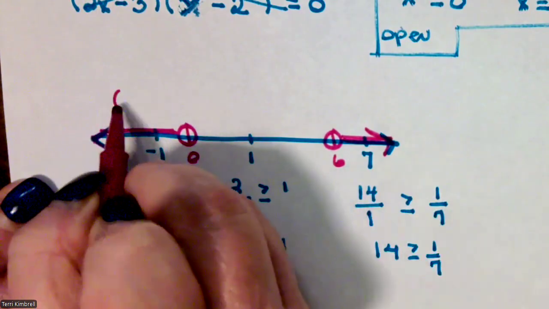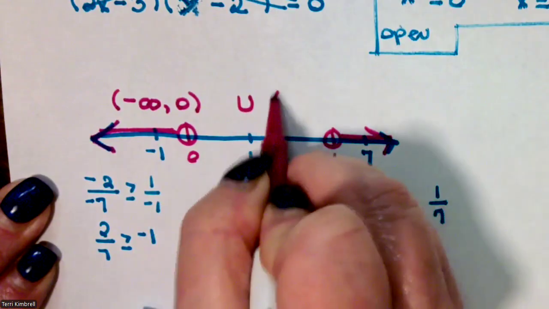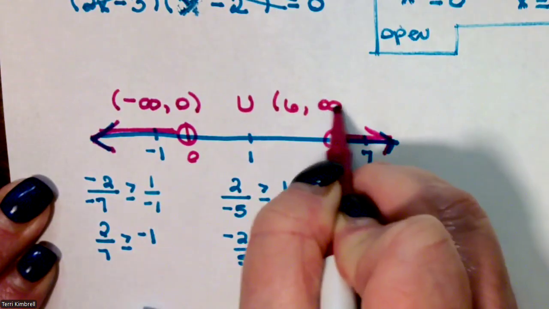Okay, so your solution to this is negative infinity to 0, union 6 to infinity.